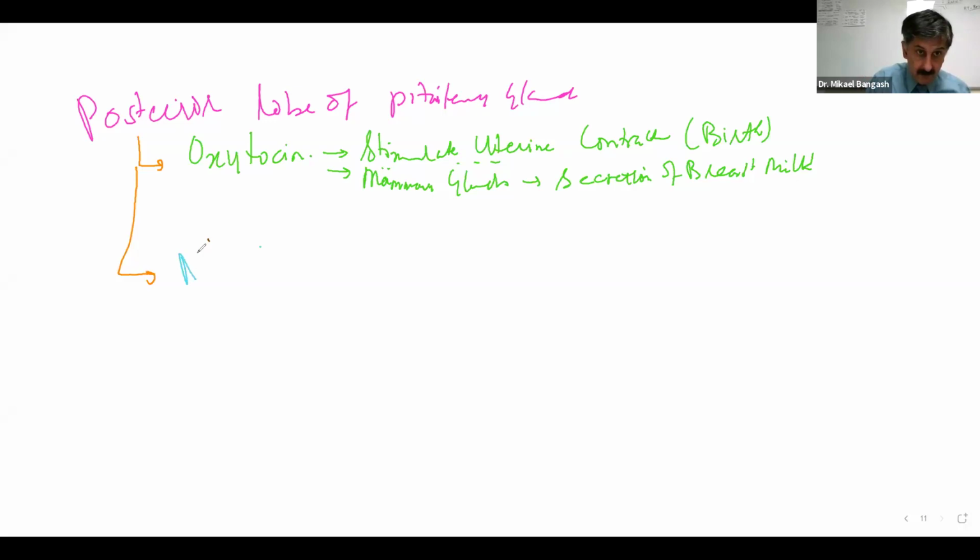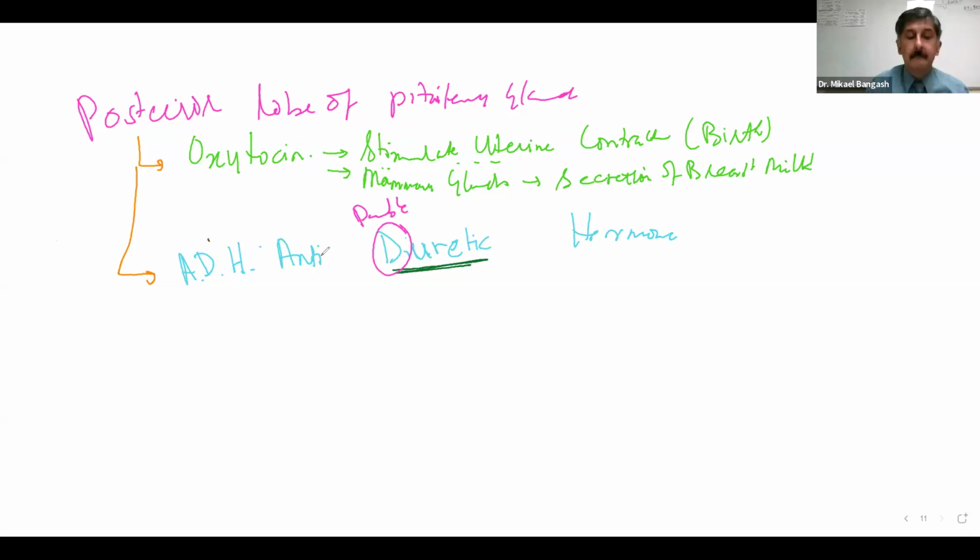Now the next hormone can be abbreviated as ADH. But what ADH actually stands for is anti-diuretic hormone. Now, just to understand what this hormone does, let's look at the word diuretic. Here we can say di actually means two, or double, or increase.